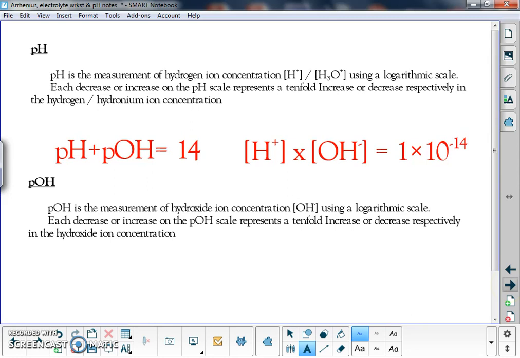This brings up pH. pH is the measurement of the hydrogen ion concentration in a logarithmic scale. It's not important to understand how it's done, just that it is done. At this point, we will do the acid properties lab.